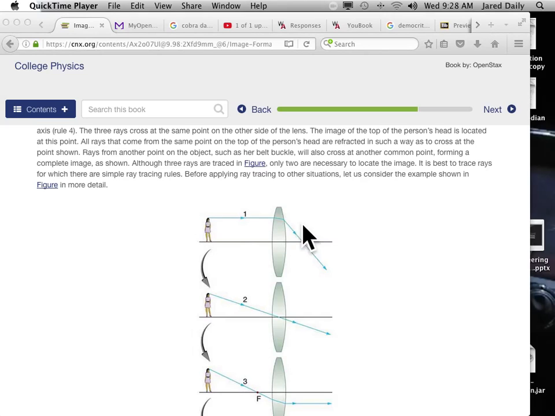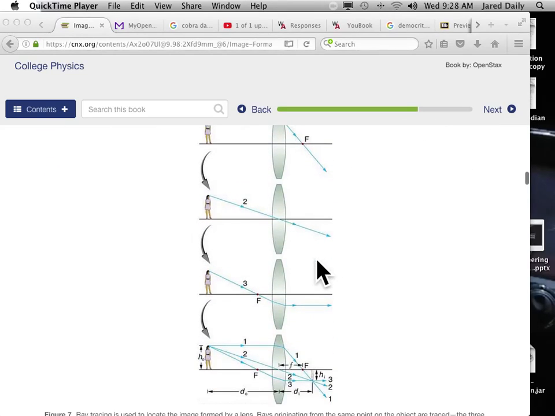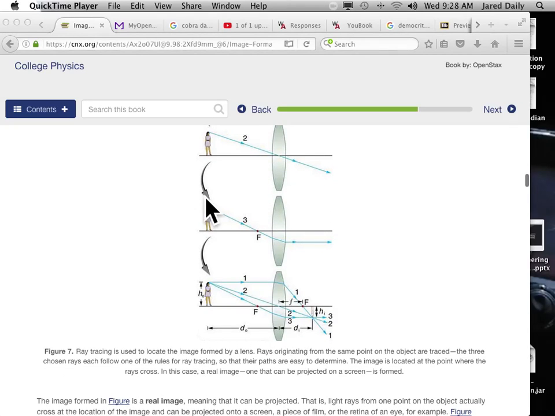If it comes in parallel, it focuses to the focal point on a positive lens. If it goes straight through the middle, it just goes straight through the middle. If the light goes through the focal point on one side of the lens and then hits the lens, because there's a focal point on both sides of the lens, if it goes through the focal point on one side of a positive lens, it will come out parallel.